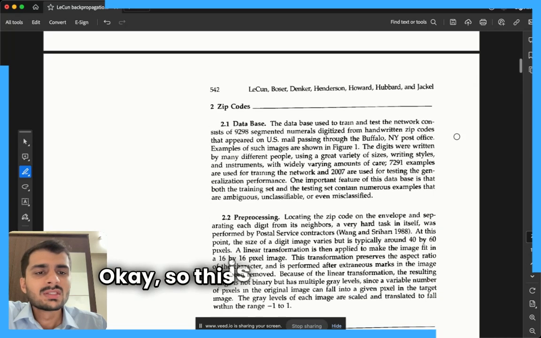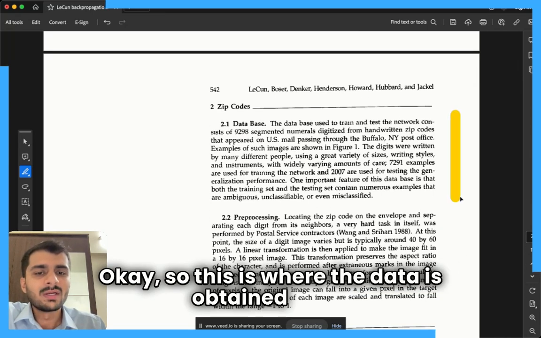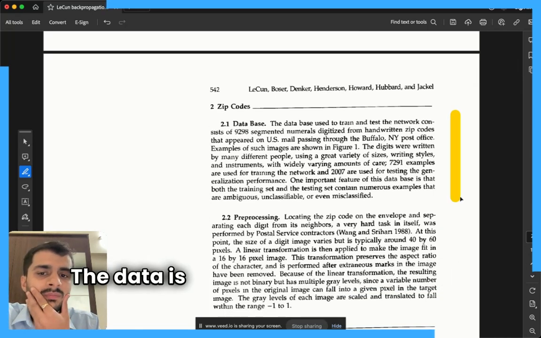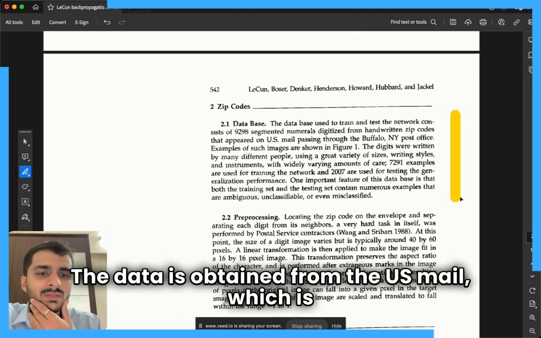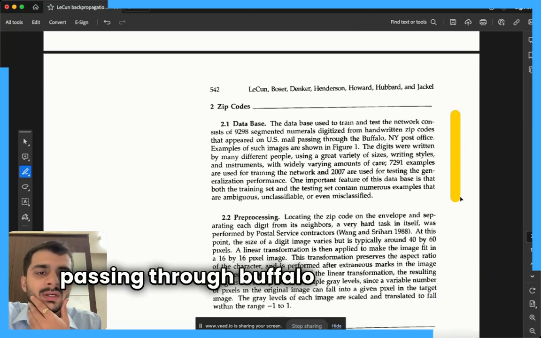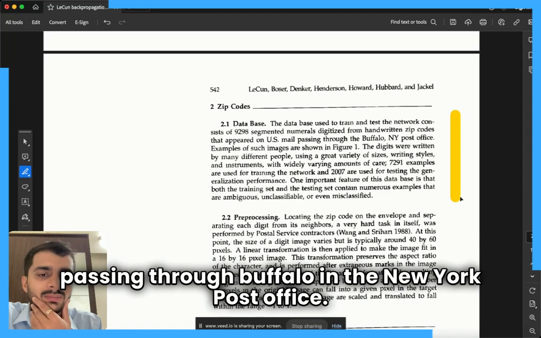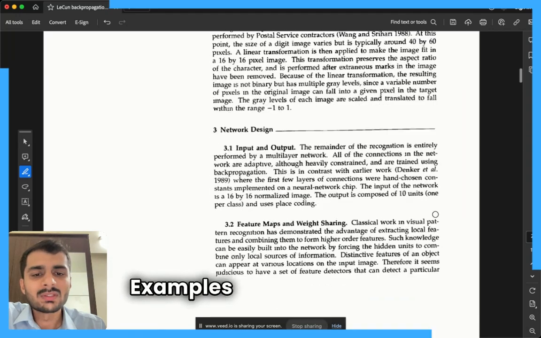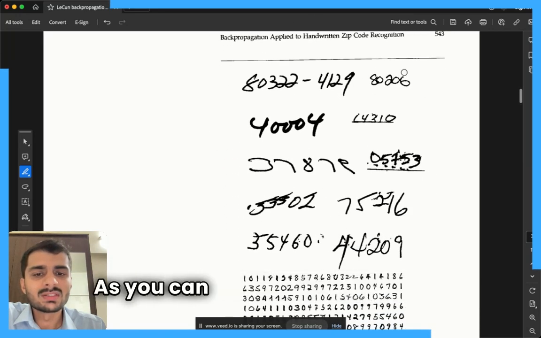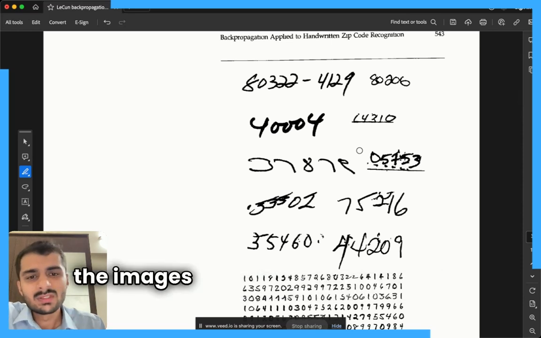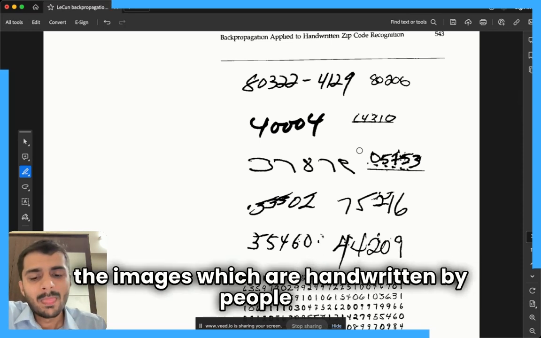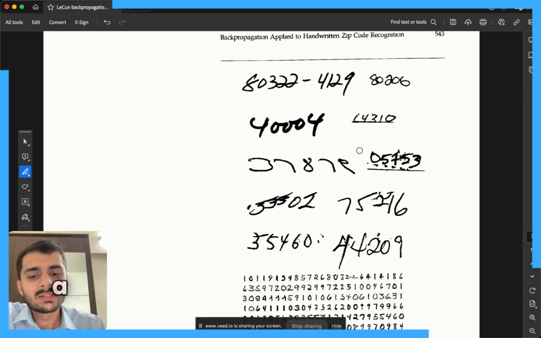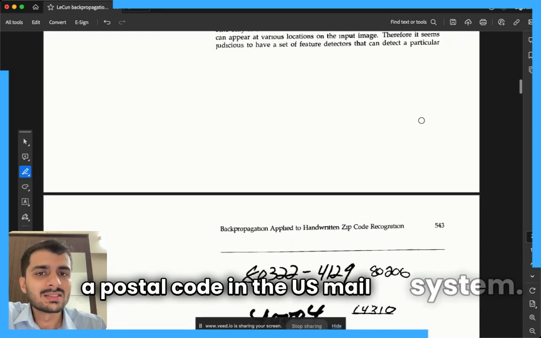Okay, so this is where the data is obtained from. The data is obtained from the US mail, which is passing through Buffalo in the New York post office. Examples of these images, as you can see, these are some of the images which are handwritten by people as a postal code in the US mail system.